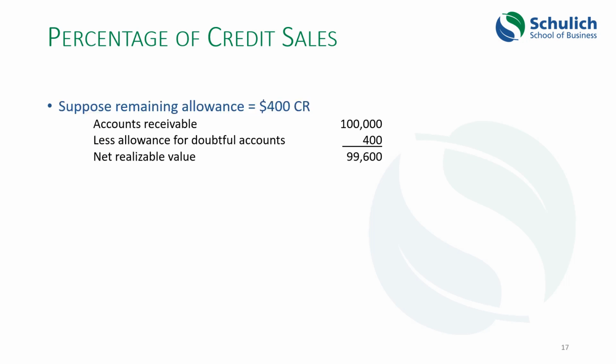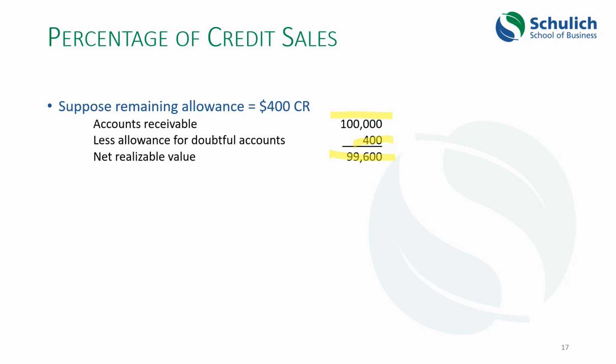This is the calculation, then, and this is what happens at the end of the year. Suppose that last year we estimated our bad debts expense, and we had an allowance for doubtful accounts, and we used it up, and at the end of the year, we've got $100,000 of accounts receivable. We've got $400 worth of allowance left over for a net realizable value of 99,600.